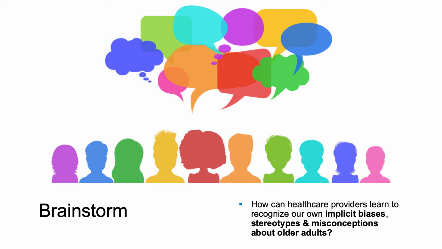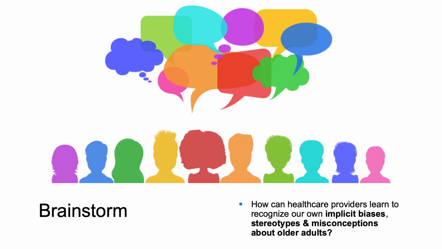This, along with the ageism alert, which I mentioned before, I also have what's called brainstorms. These are little questions that I pose that give you an opportunity to think about and come up with an answer, or just learning something new that we want you to be aware of as part of our grant, as part of our interprofessional training. How can healthcare providers learn to recognize our own implicit biases, stereotypes, and misconceptions about older adults? We need to be aware of these to provide better care, to provide age-friendly, dementia-friendly care to our older adults or community residents.